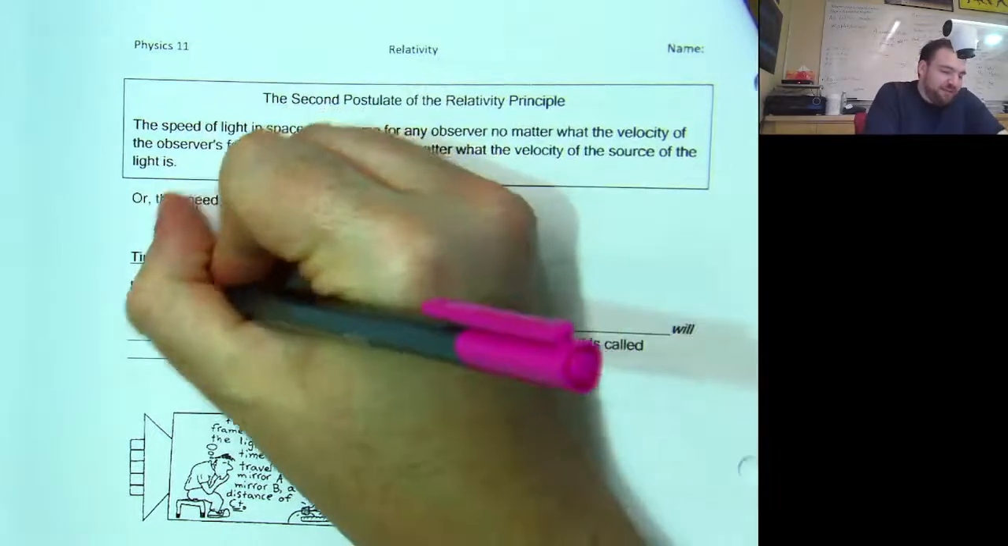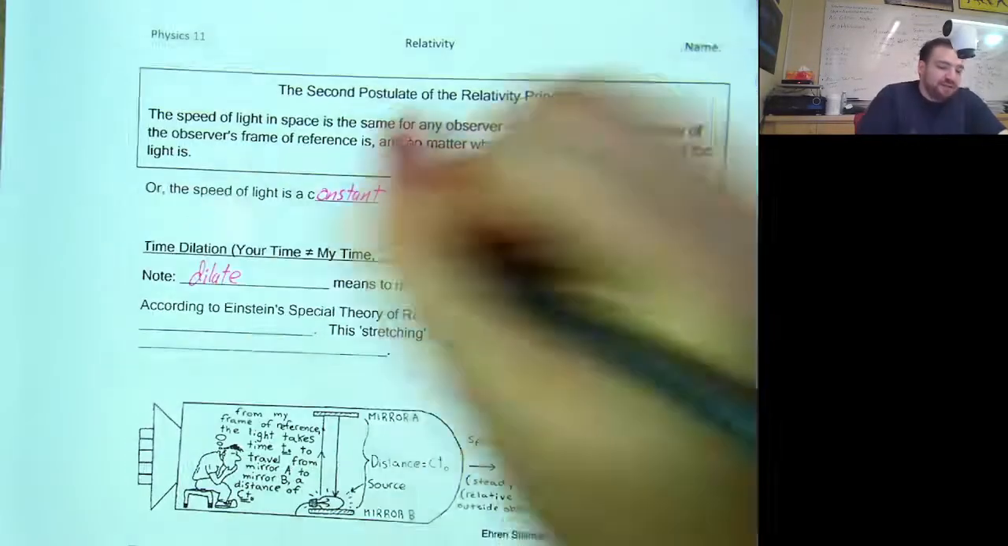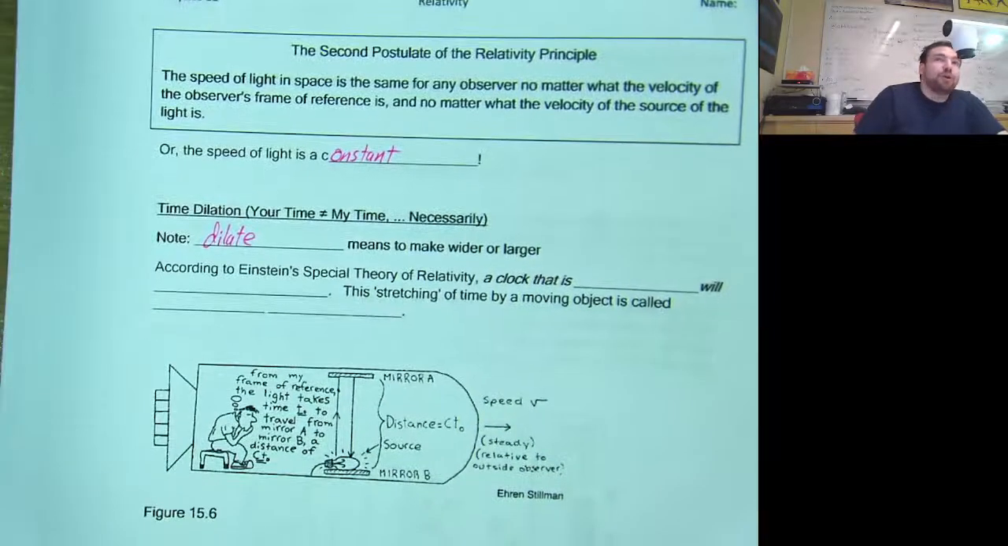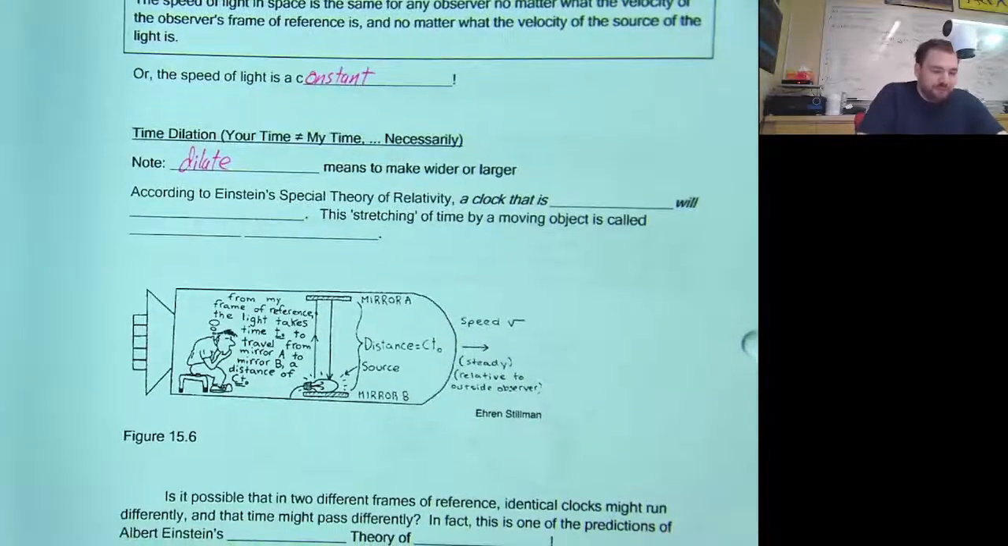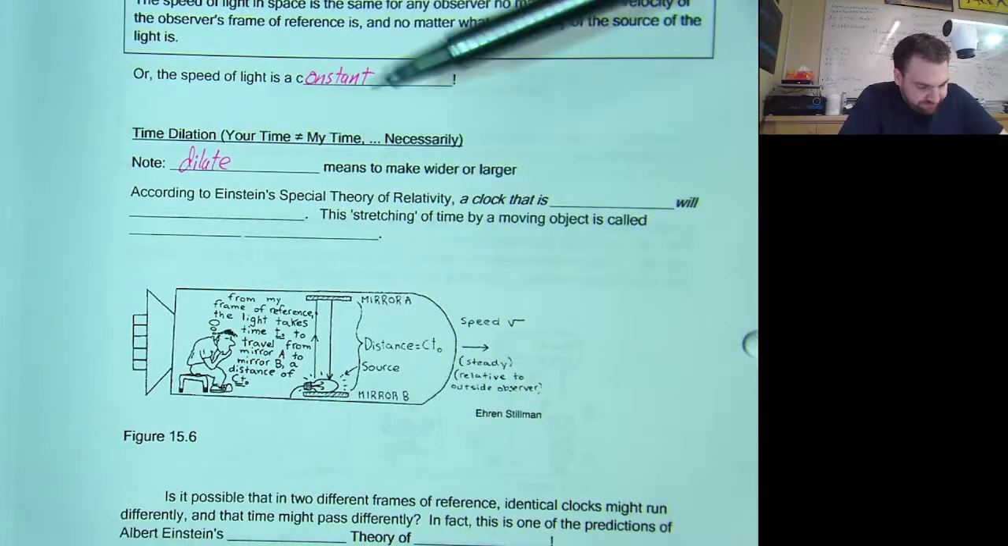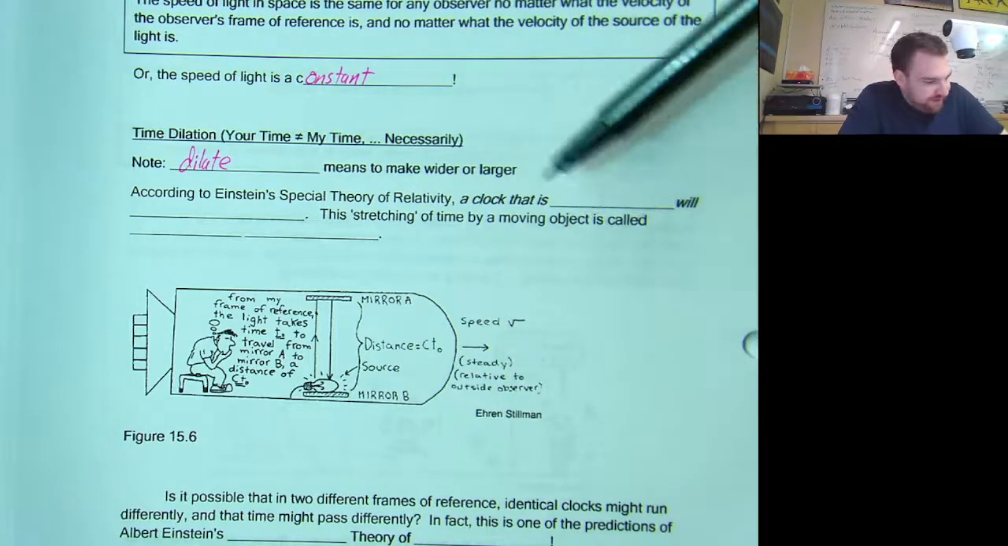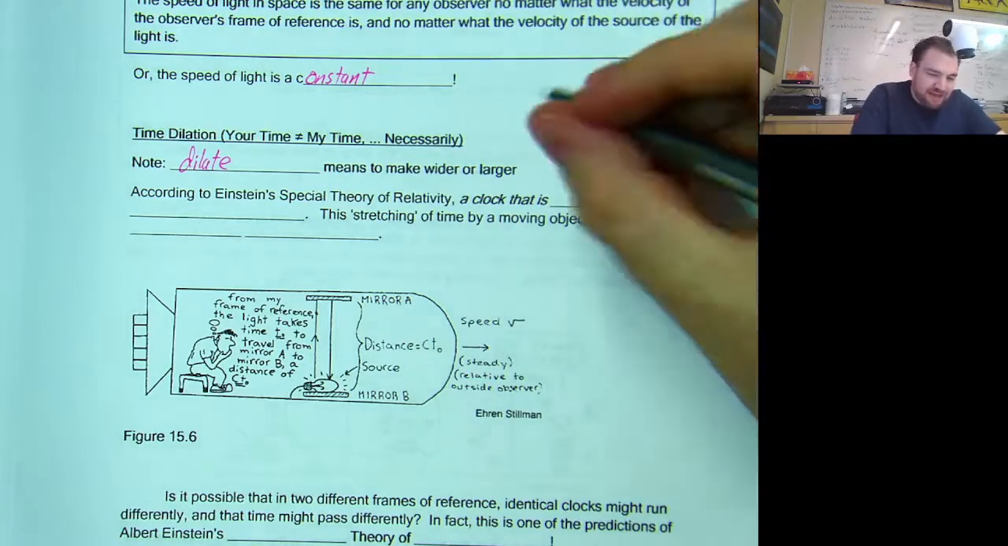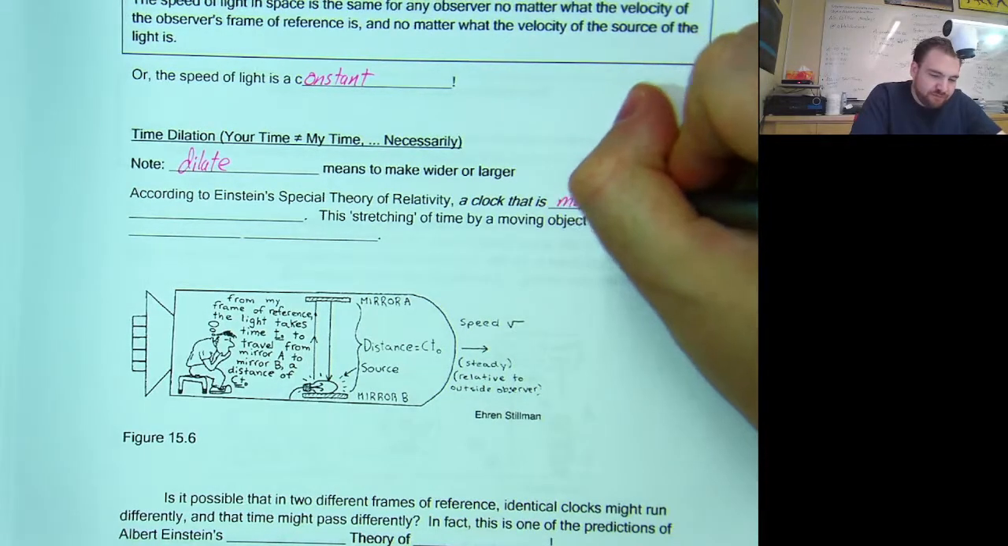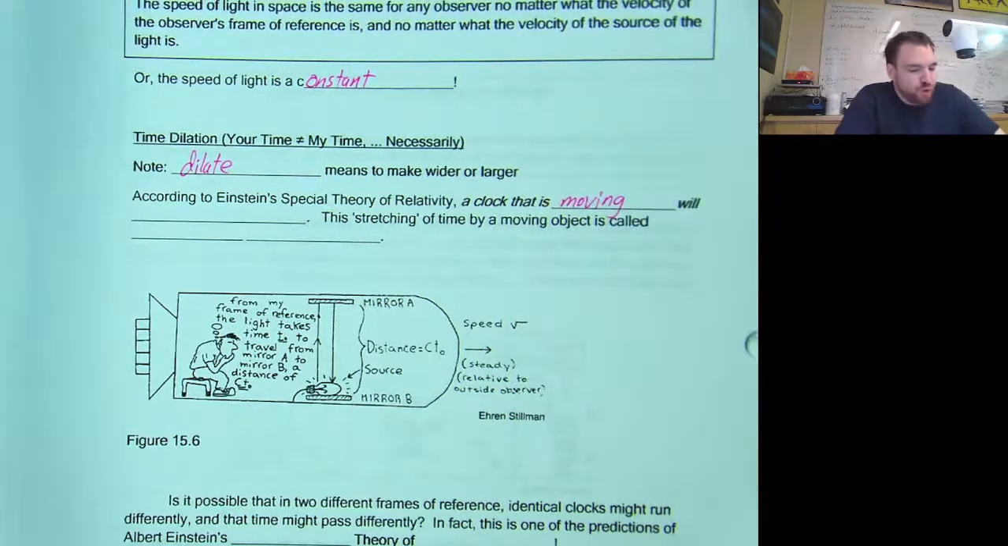We've already said this, but I'll write it down just for the sake of this. To dilate means to make wider or larger. Your pupils do this. According to Einstein's special theory of relativity, a clock that is moving will do what relative to the Earth? Using the chart that we filled out earlier.